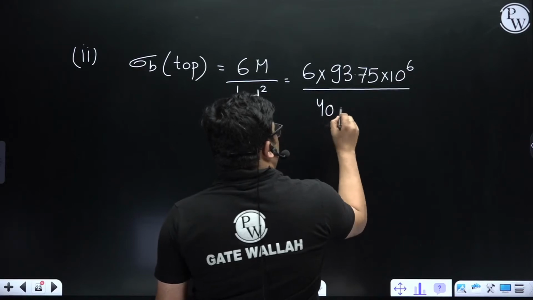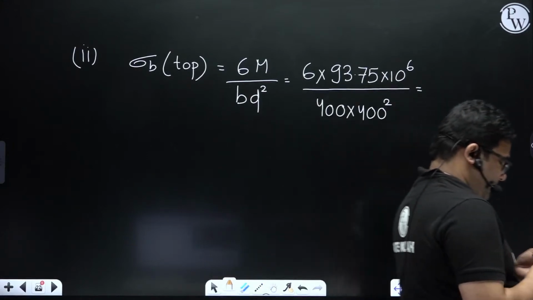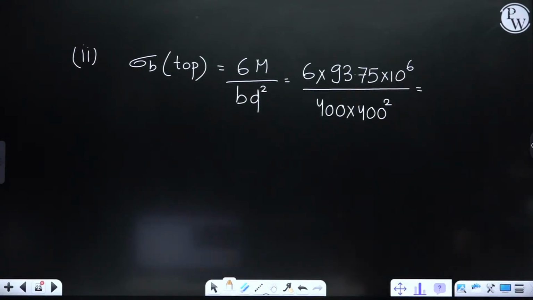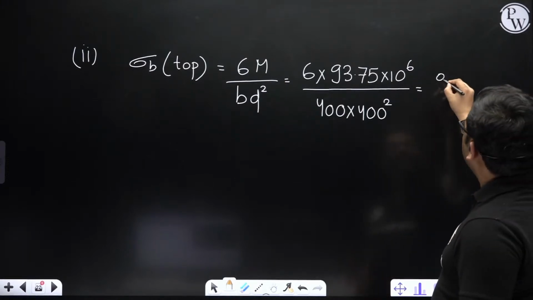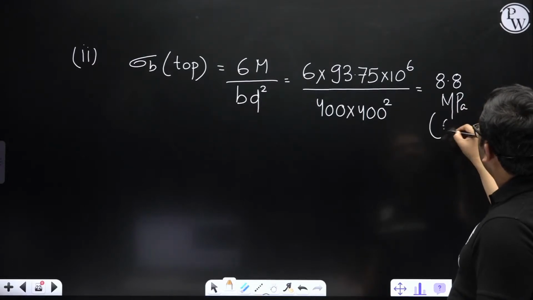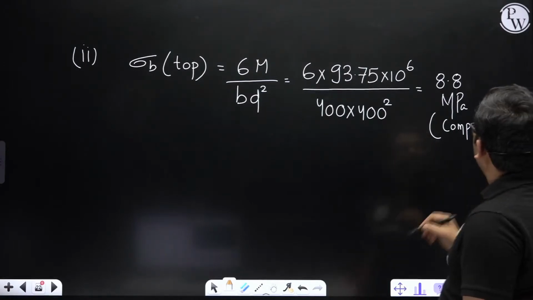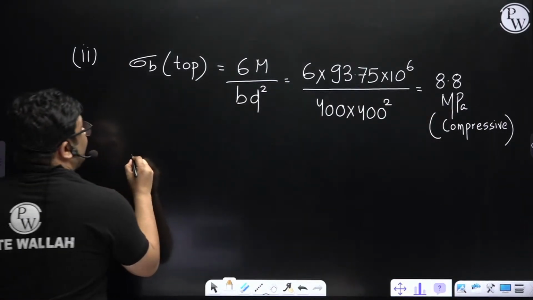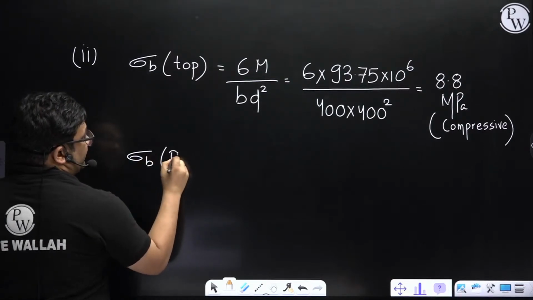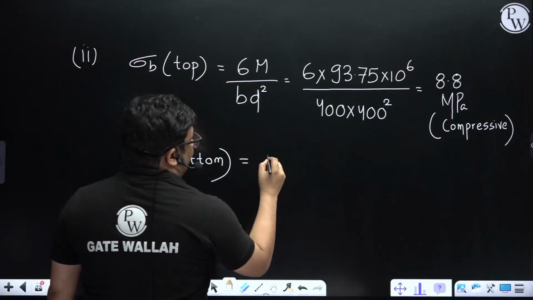So 400 into 400 square. Little less actually. It is around 8.8, almost 8.8, and at top it will be again compressive, MPa, I can say Newton per mm square. So that means it is very important we know how to find out bending moment. If we don't know how to find out bending moment, we cannot find out the bending stresses. And to find out bending moment, we should know how to find out reaction. And all these things I have taught before.